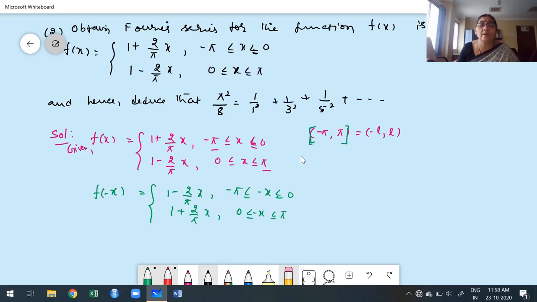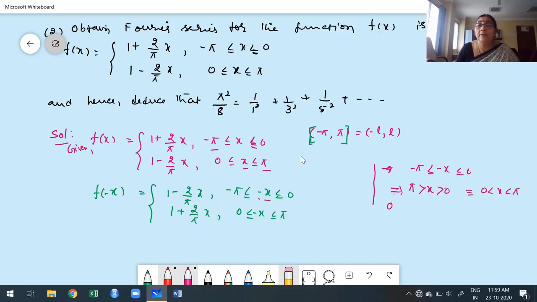Just try to replace x by minus x. Now I have to change this inequality, because here the inequality is based on x, and here it is based on minus x. Therefore, I'm going to choose minus pi less than or equal to minus x less than or equal to 0. If you multiply this inequality by minus, we get pi greater than x greater than 0. This is equivalent to 0 less than x less than pi.